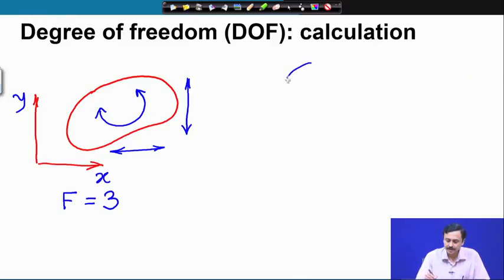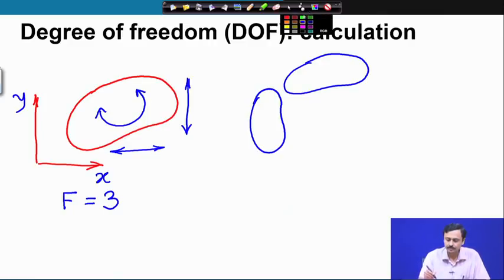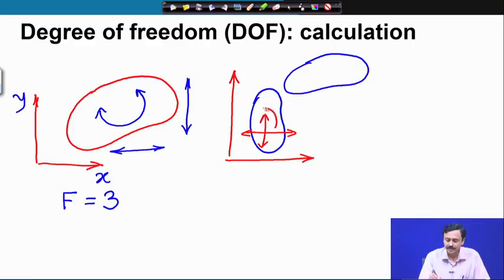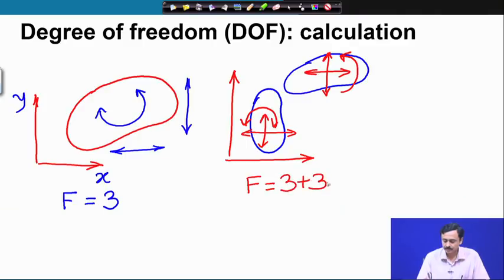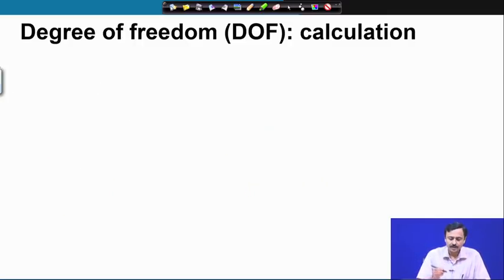Let us look at another example. Suppose there are 2 bodies now, again in a plane. Now, this body can have this kind of motion, this body can also have this kind of motion. So, individually they have 3 plus 3. So, the total system of these 2 rigid bodies is 6. Now, we look at this example.